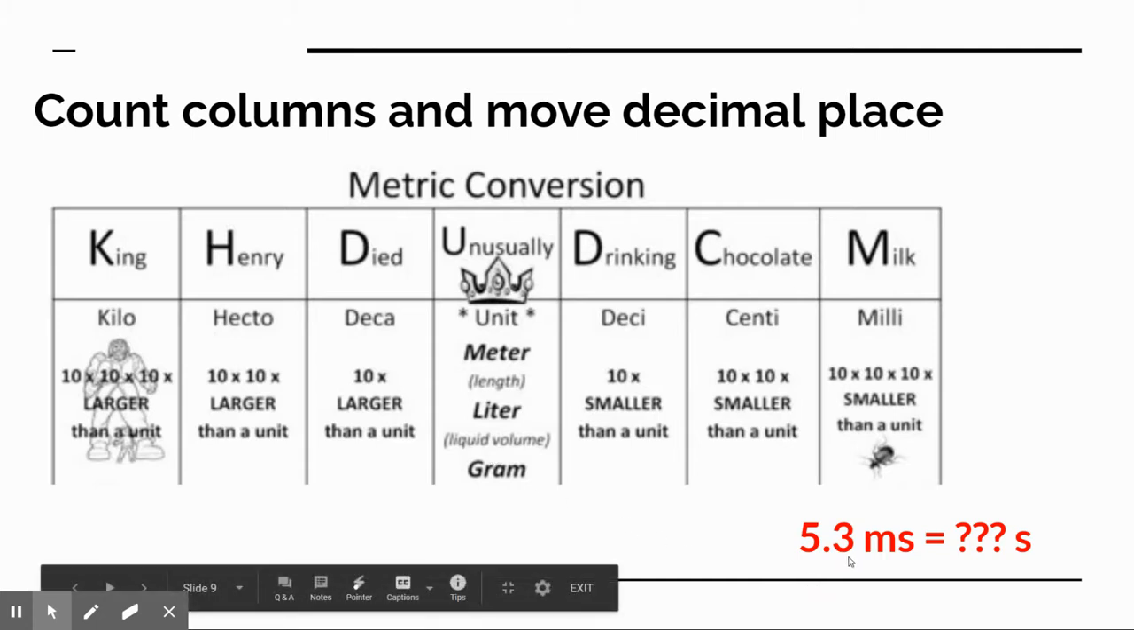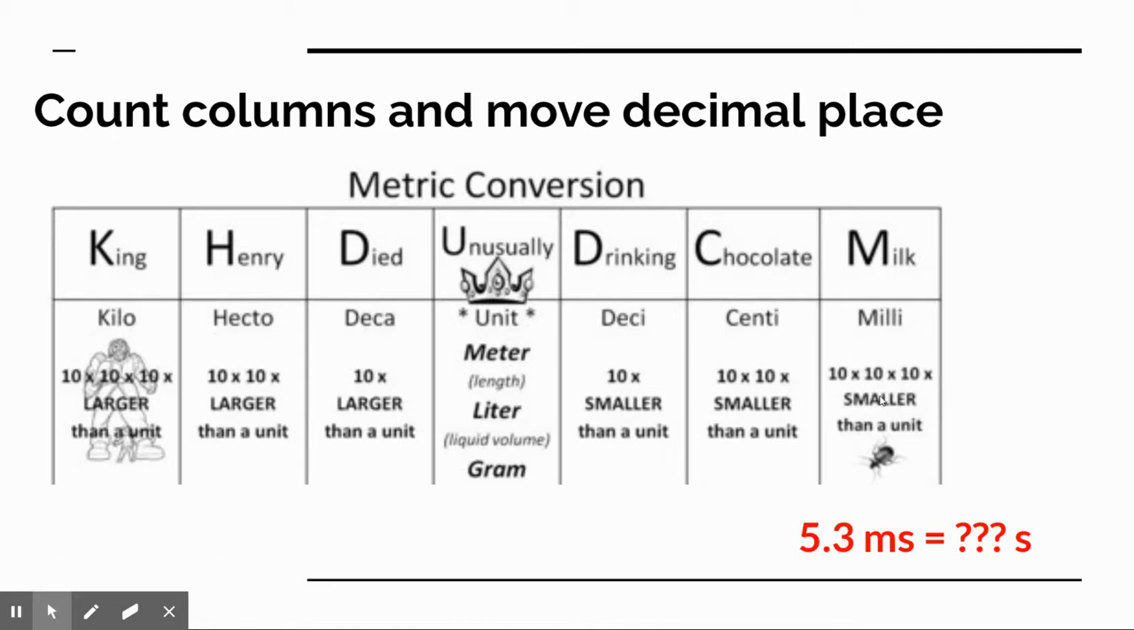Let's try another one. I'm starting with 5.3 milliseconds. So here's my milli, and I want to go to seconds. Seconds is a base unit. So I need to move it a certain number of spaces. I'm going to have you hit pause. How far do you have to move it, and what is your answer? Okay, I trust that you hit pause. We're going to move it 1, 2, 3 spaces to the left.